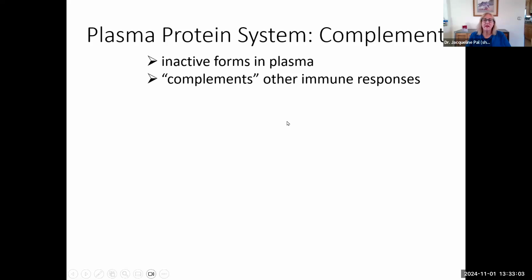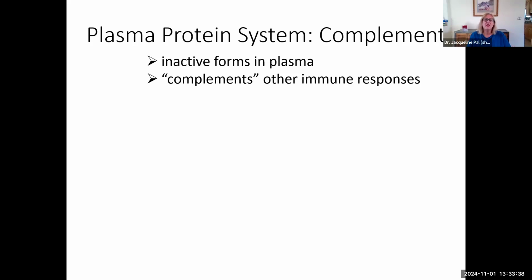All right. Going on to our third topic, let's talk about another plasma protein system, this one, the complement system. We already talked about a plasma protein system before, and that's when we did the coagulation cascade, where we had all those factors which floated around in an inactive form. And then once one was activated, it activated the next one. Well, that's the same thing that happens here in complement. We have their inactive forms floating around in the plasma, these proteins.